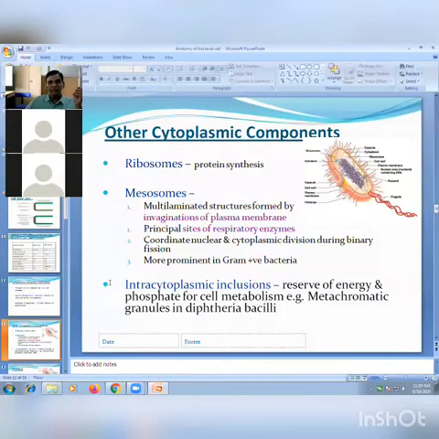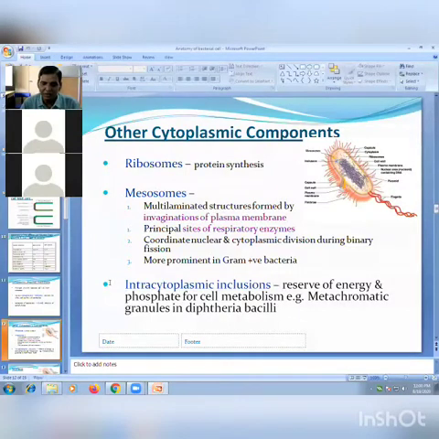The ribosomes attach onto the mRNA strand, and whenever they attach onto the mRNA strand, protein synthesis generally occurs. So it takes part in protein synthesis and peptide formation. Then the mesosomes: a multilaminated structure formed by the invagination of the plasma membrane, the principal site of respiratory enzymes, coordinating nuclear and cytoplasmic division during binary fission, more prominent in gram-positive bacteria as compared to gram-negative.